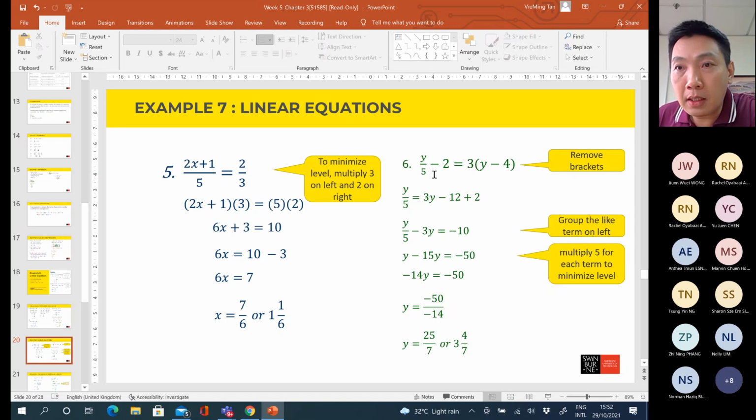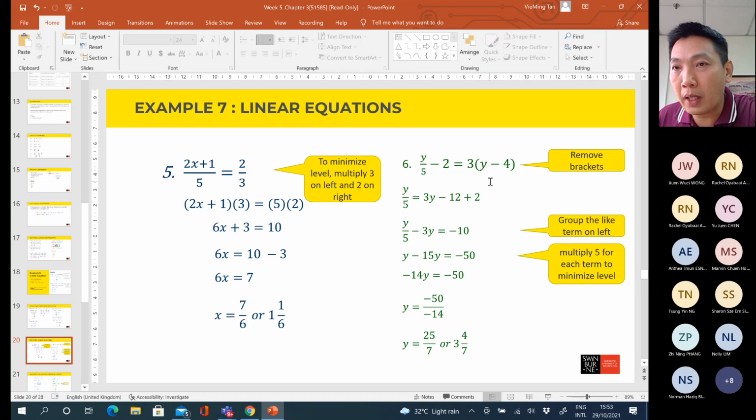For example 6, the problem has brackets, right? It has brackets, and also has 2 layers. Okay, the first step, I'll try to remove the layer first. In order to solve this problem, I'll try to remove the brackets. First step, remove the bracket first. So what I can do is, this one you don't disturb first. We just focus on the right hand side.